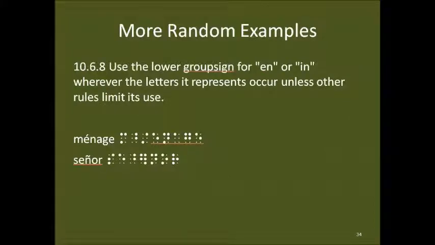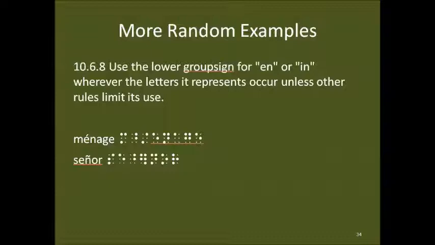Use the lower group sign for en and in wherever the letters it represents occur unless other rules limit its use. That other rule, once again, is that if the e or the i, or maybe even the n, might be modified, we can't use those contractions.